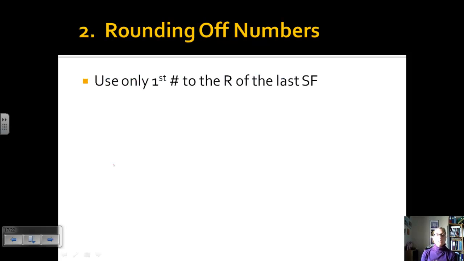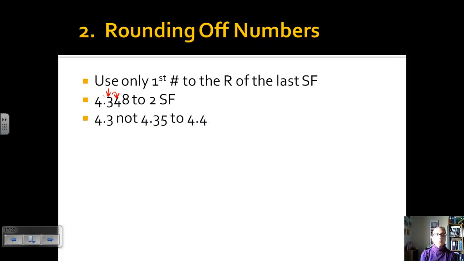I only want to use the first number to the right of the last significant figure. I don't care about any of the numbers after that. And so, for example, if I'm rounding 4.348 to 2 significant figures, I'm going to look at just the 4. I don't care about anything that comes after that. And so this would round to 4.3, not 4.35 to 4.4 because of that 8. We're only going to look at the digit right after and then ignore everything else.